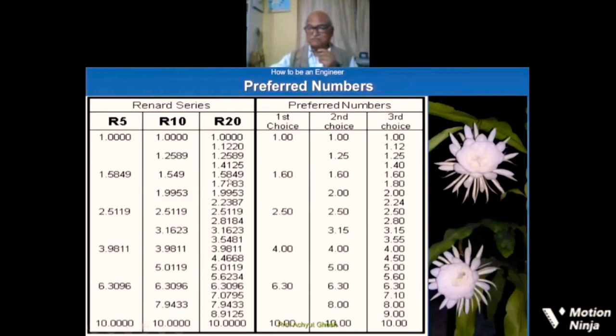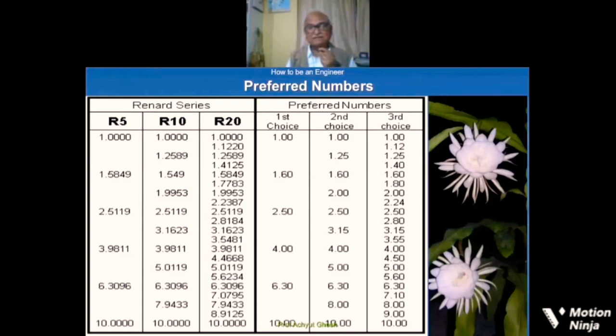I'll show you some figures. You will see all our Indian standards, rods, plates, joists, everything follows preferred numbers. As usual, the motor kilowatt follows preferred numbers. You go to Siemens, you try to buy switchgear. There will be 6.3 amps, 16 amps, 32 amps, like that. They choose.